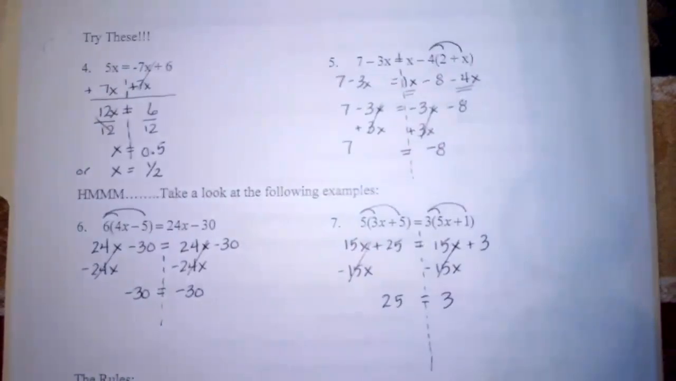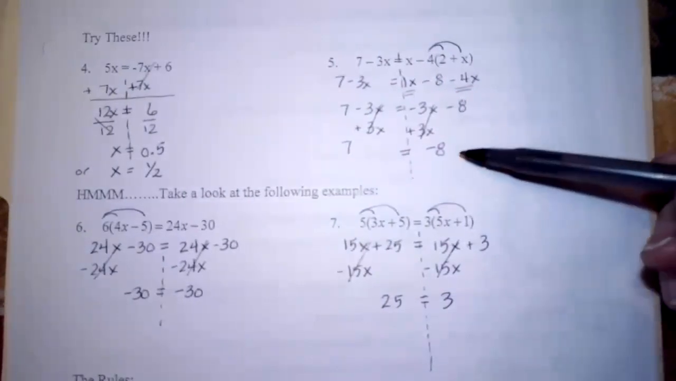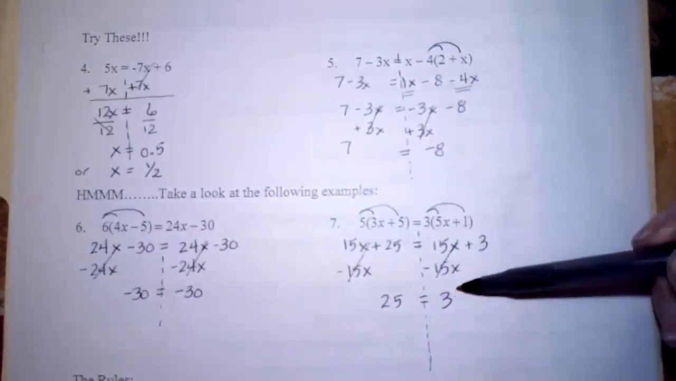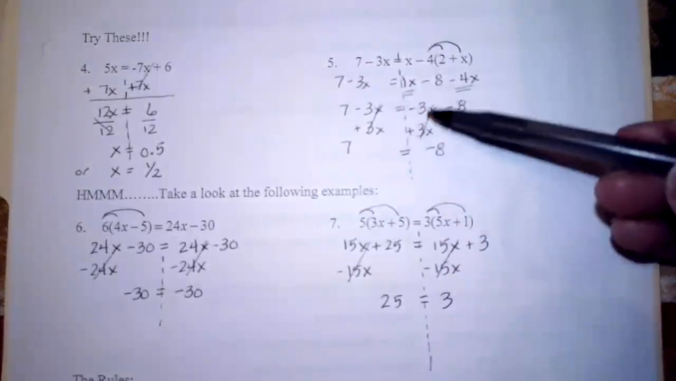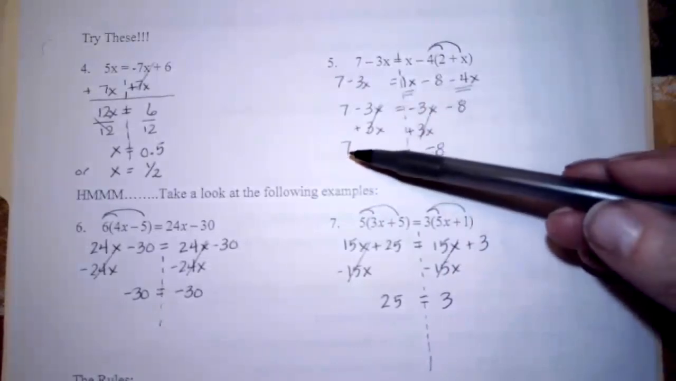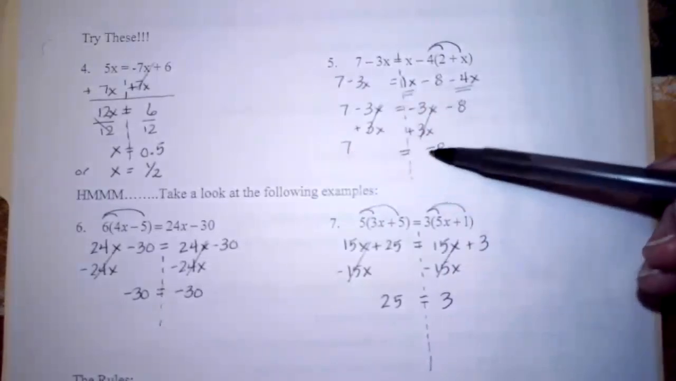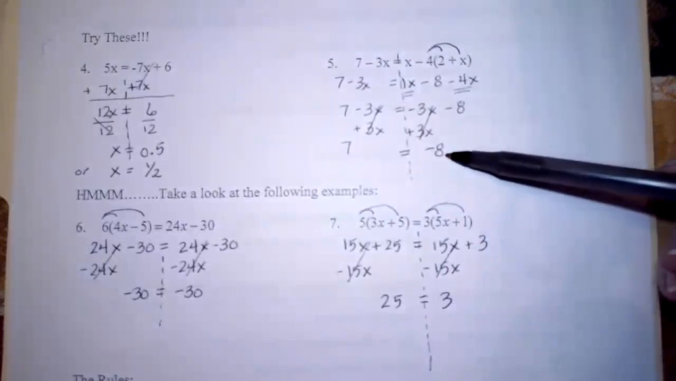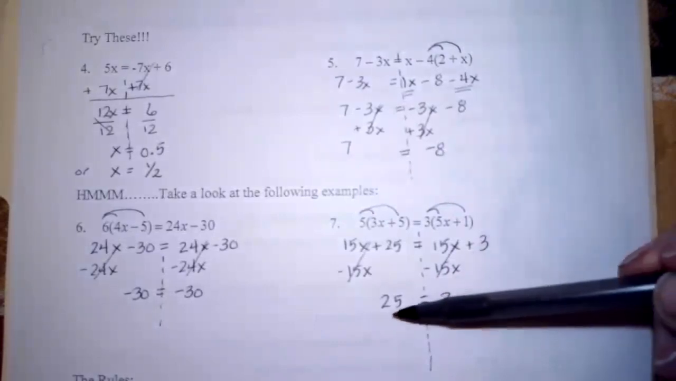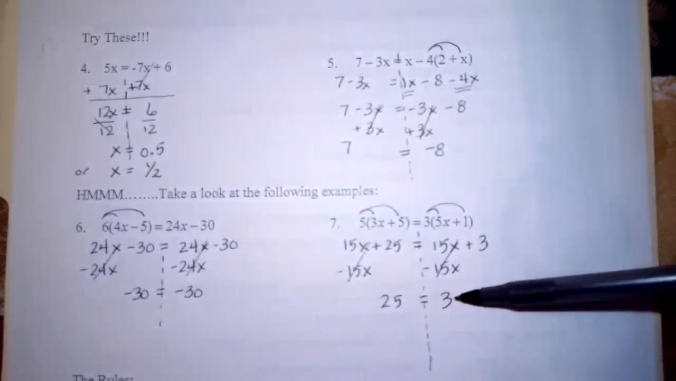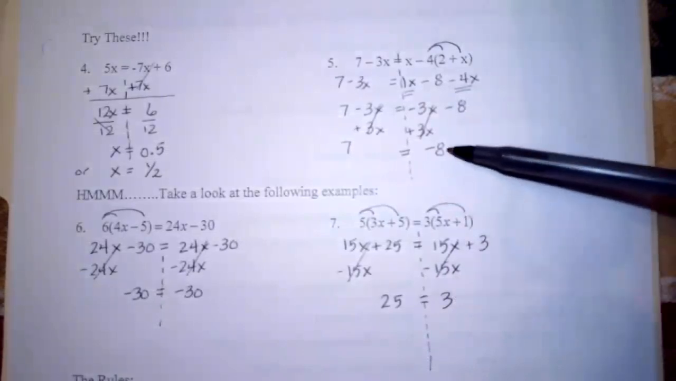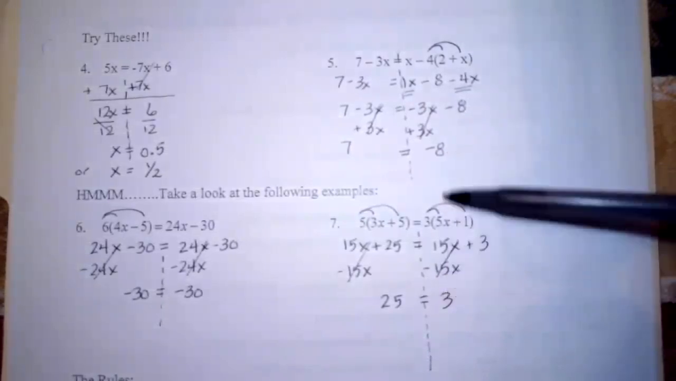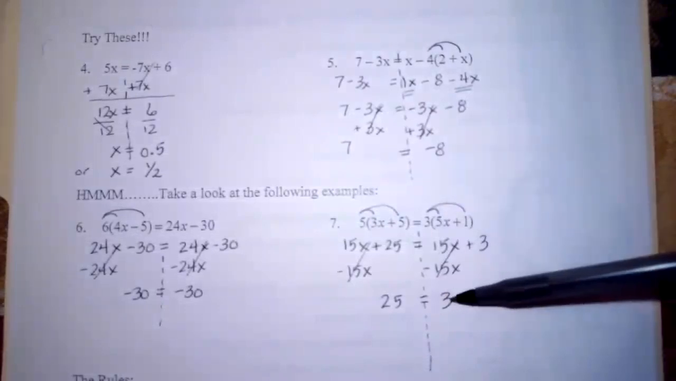Okay. So if you look at the last couple problems we did, there's kind of 2 things that can happen. These 2 problems kind of turned out the same in that, again, the x has completely disappeared, and we have this, 7 equals -8. That is not true. 7 does not equal -8. Here we have 25 equals 3. That's not true either. So both of these gave us a statement that is not true.